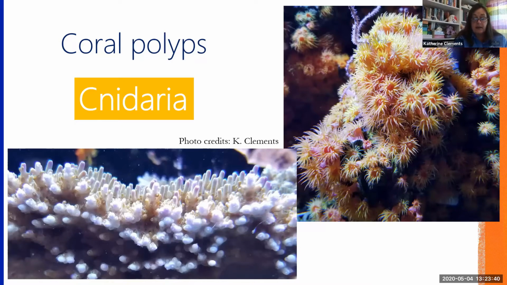You can see in the top picture, they look a lot like miniature sea anemones, but each of those are little polyps, and each of these little animals has stinging cells. So coral also belong to phylum Cnidaria.